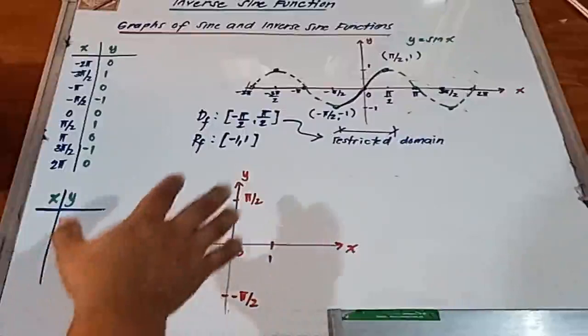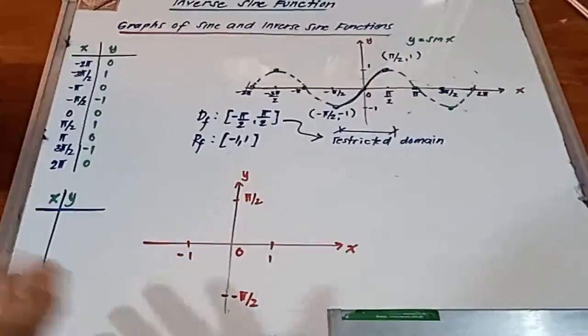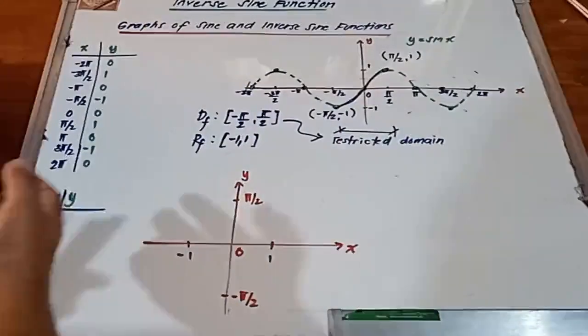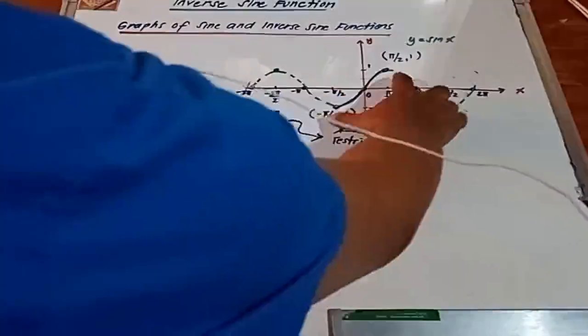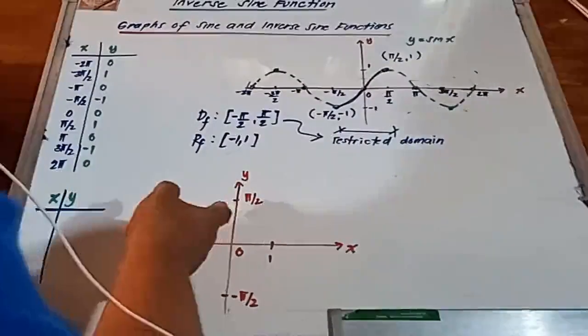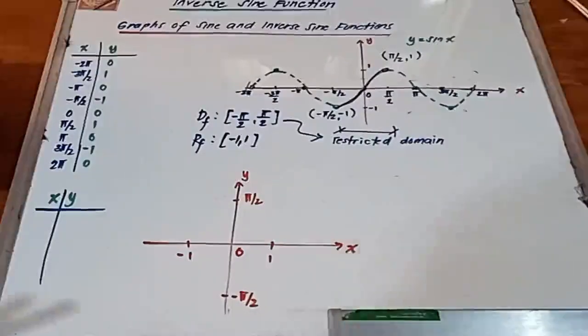Now, kaya natin restrict yung domain para yung ating function na si y equals sine x ay maging 1 to 1. At kapag ito lang kinonsider natin, graph the function, and we pass a horizontal line that will intersect this graph of the function y equals sine of x, it will intersect only at a single point. So, therefore, magiging 1 to 1 function na siya. At kapag 1 to 1 function na siya, meron na siyang equivalent inverse function.